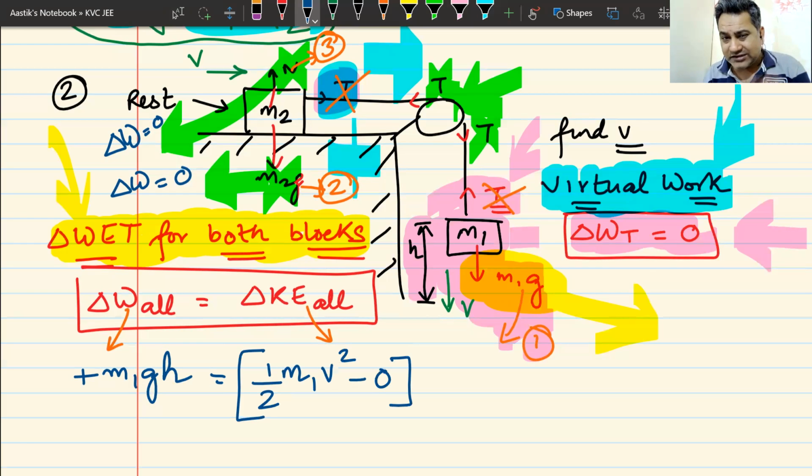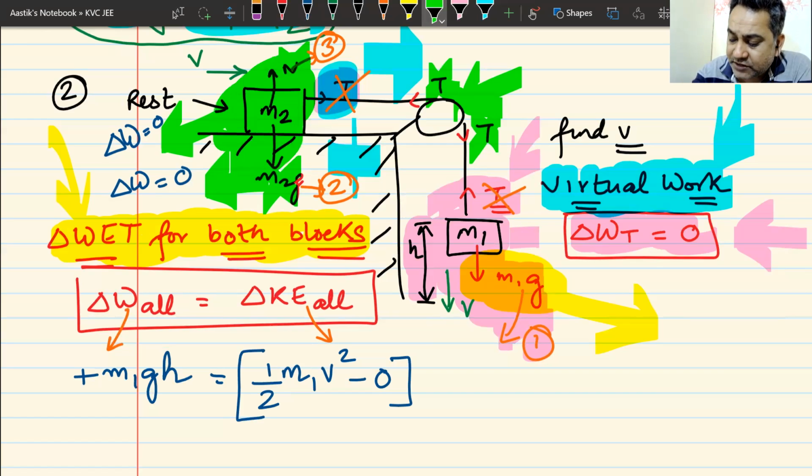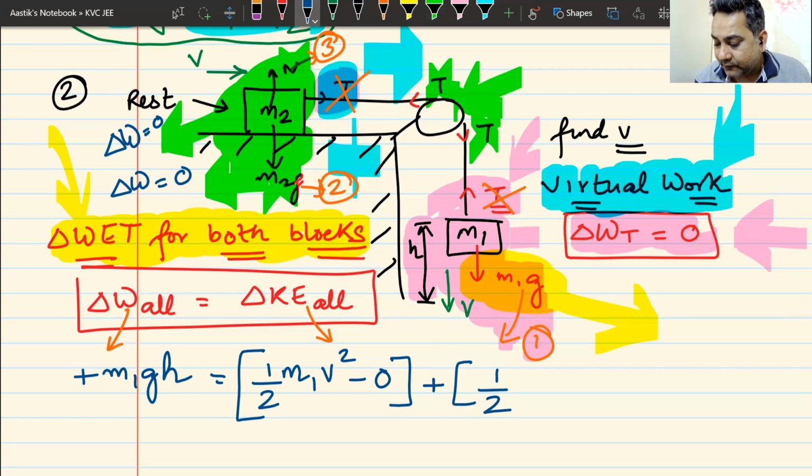Remember, both the blocks are moving with the same velocity. That is block number 1, which was in pink. Now comes the second block, M2, which is all green. What is the change in kinetic energy of this block? What is the final kinetic energy of this block? Half M2 into v square, minus the initial kinetic energy, which was 0.